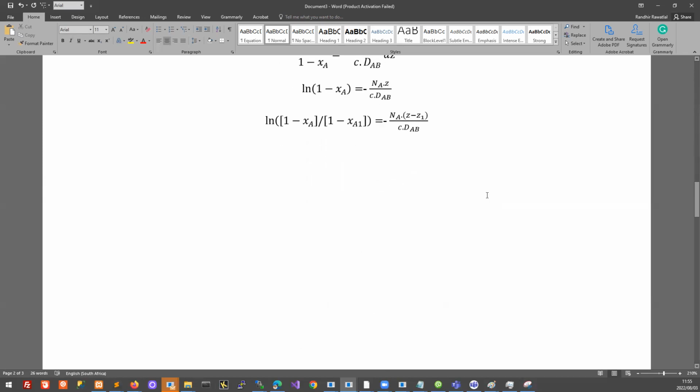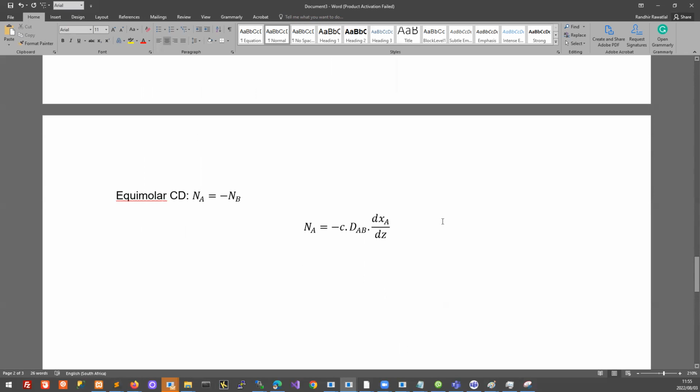And let's see for equimolar counter diffusion. Again, if it's at steady state, your molar flux is constant everywhere. Again, total concentration is fixed, diffusivity is fixed, and so only X is varying with Z. And so this equation is very simply integrated. We can just say this is equal to XA minus XA1.